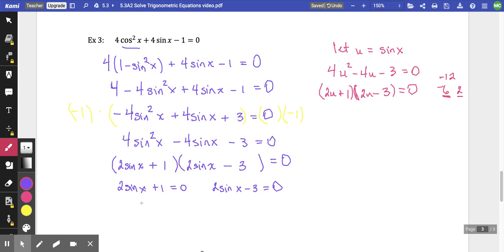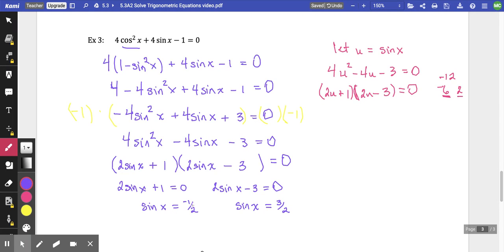All right, so for this first one, I would subtract 1 from both sides and then divide by 2. So I would get sine of x is equal to -1/2. For the second one, I would have to add 3 to both sides and then divide by 2. So that would give me 3/2. Now I've got the trig expression by itself, so I'm ready to start looking for my angles.